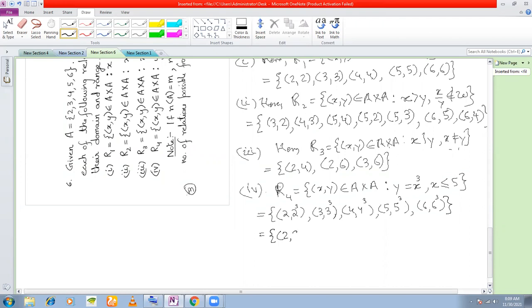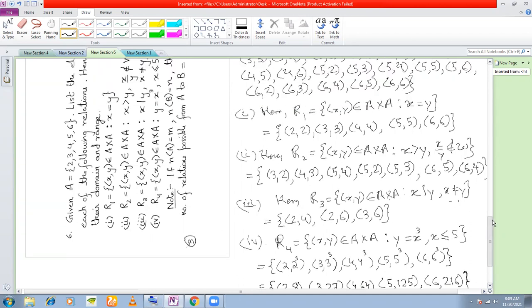So you have 2, 8, 3, 27, 4, 64, 5, 125, and 6, 216. Okay. So these ordered pairs form the relation R4.